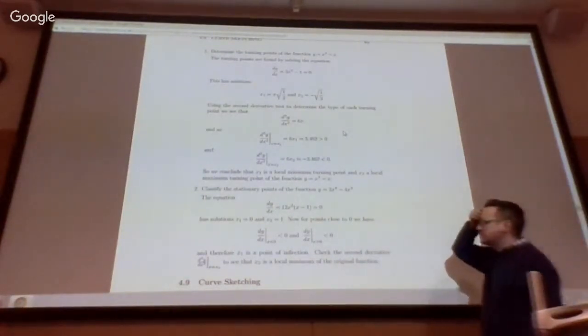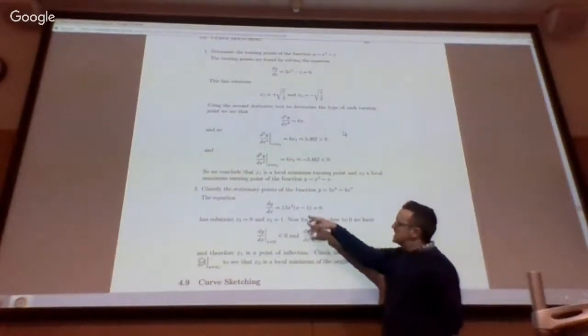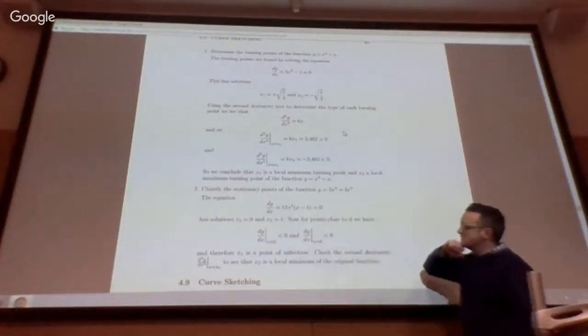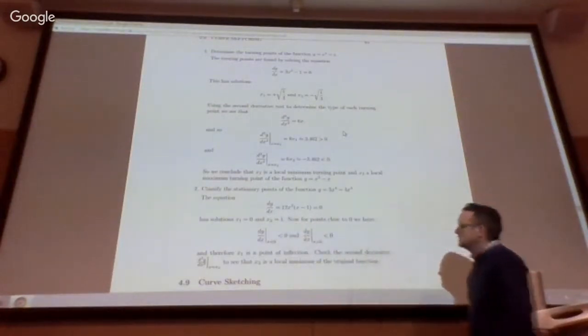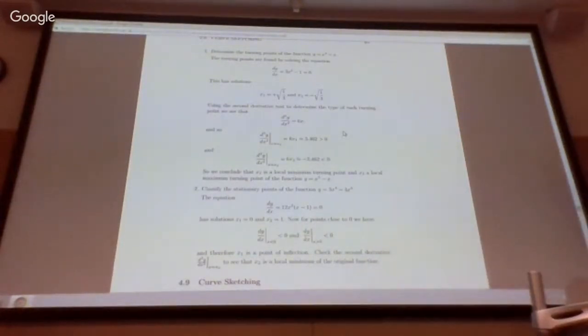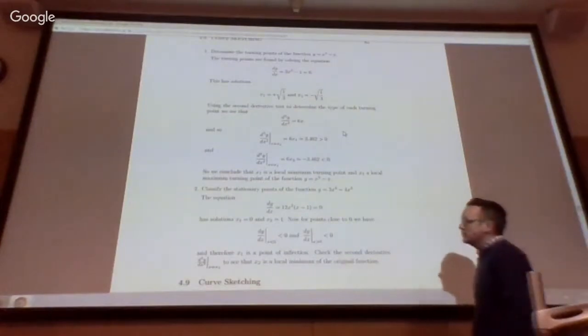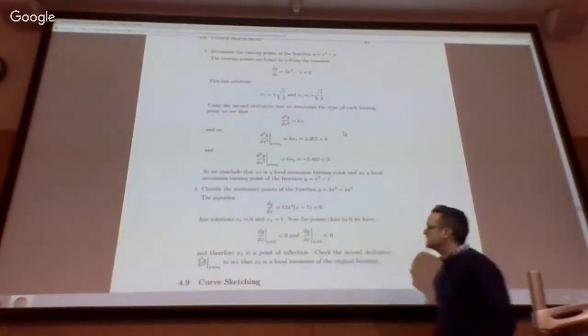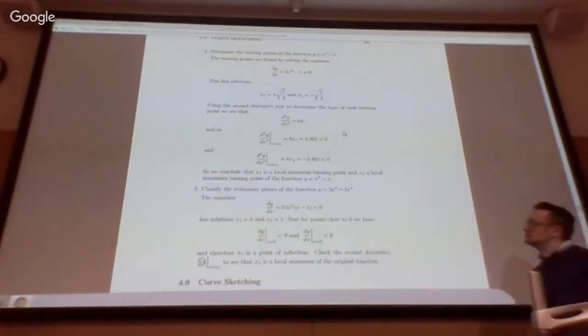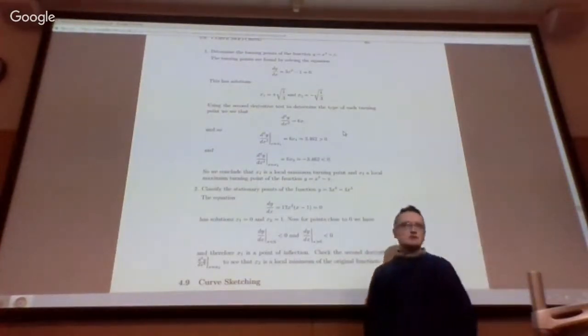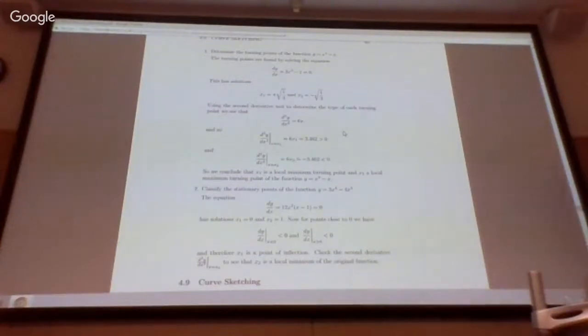The other point, however, is different. If we were to check the second derivative of this and evaluate it at this point, one, well, the claim is that it comes out as a local minimum, that we would see a positive value for the second derivative. So those two examples, fairly briefly, outline the process.